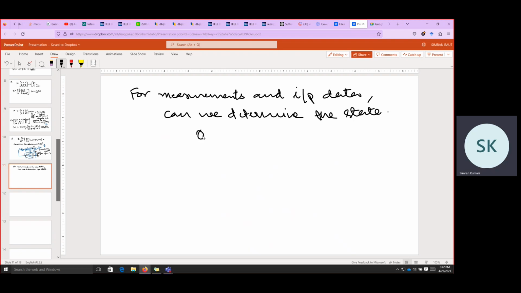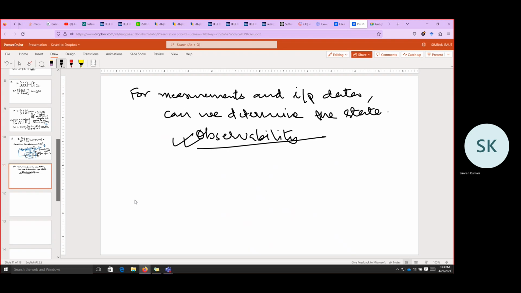So if this is possible, we can say that the system is observable. We come to the concept of observability.